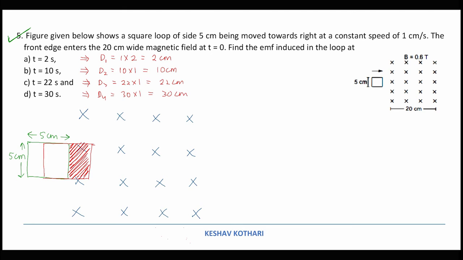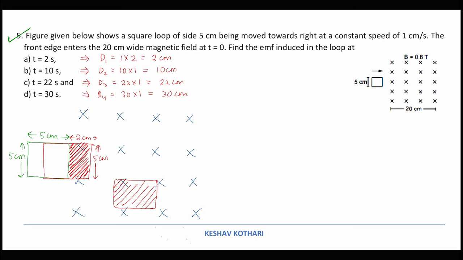Now at 10 second, the entire square loop has entered the region of magnetic field, and there is no flux change associated at this point of time. So there is no flux change that is taking place. So the value of EMF induced at t equal to 10 second will be 0, because there is no flux change that is going to take place. And in the first part we have calculated this distance to be equal to 2 centimeter, which is introduced in the region of magnetic field. So the area is effectively 10 centimeter square.